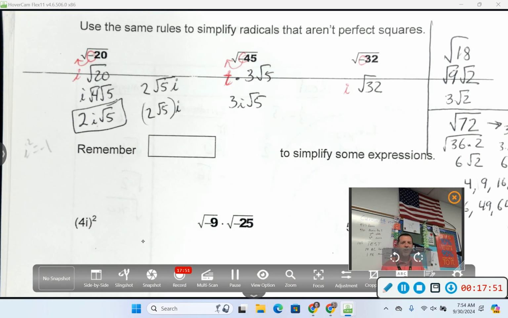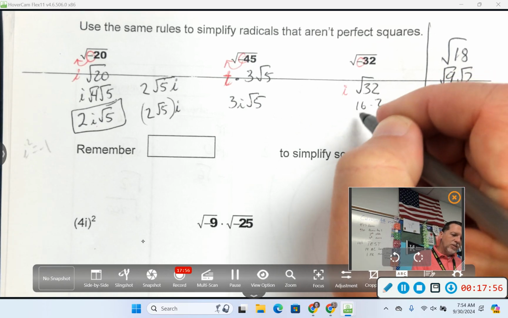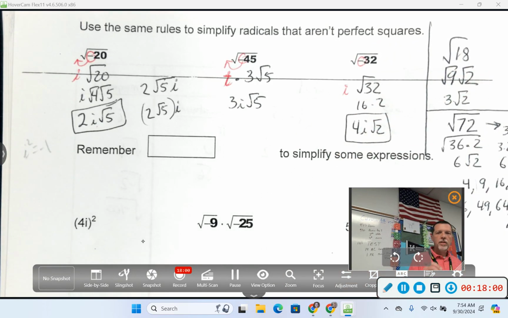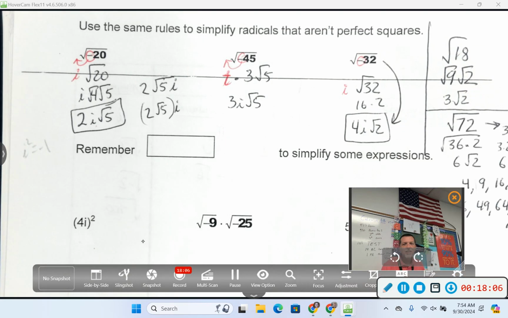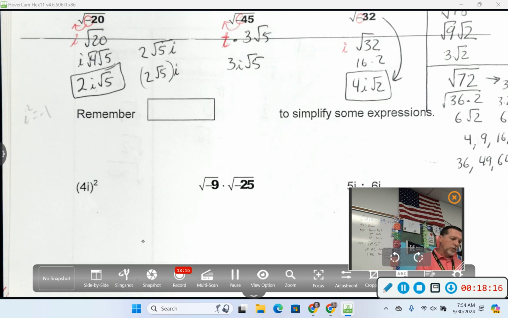What's the square root of 32? 16 and 2. So 4i root 2. Again, could some of you, maybe even most of you, have gone straight there? Maybe, but don't risk it. Show something to keep your own brain in line. Not to mention, let me have a chance to give you partial credit.